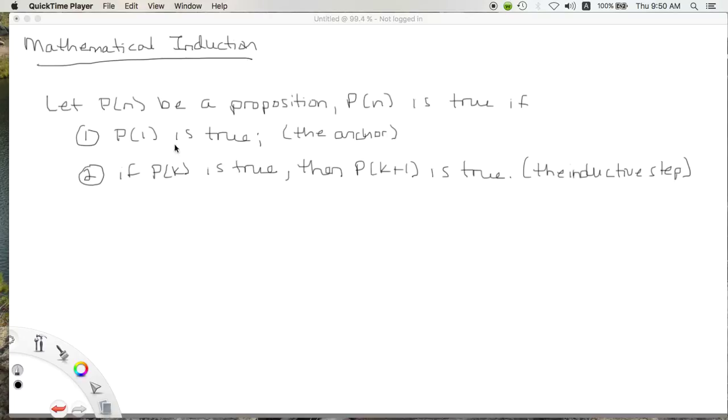So what we're saying is if we start and the first one's true, and then we prove that for every term, if it's true for that term, then it's automatically true for the next term, then we've proved the whole thing. Logically, that makes a lot of sense, because if the first one's true, that means the second one's true, which means the third one's true, which means the fourth one's true, and so on and so forth, then we've proved the whole thing. So let's do an example.